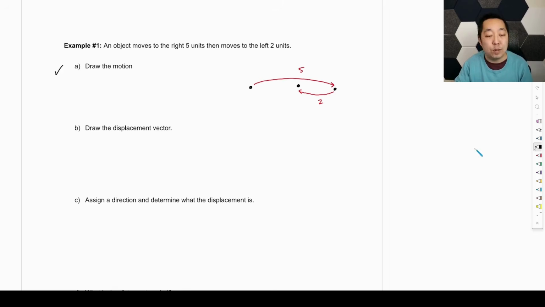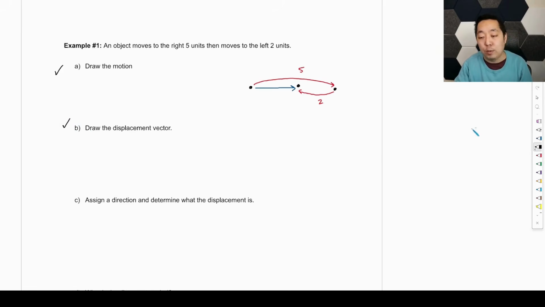Draw the displacement vector. That's an arrow from where it started to where it ended. So it is this part right here. And you'll always want to draw that from where it started to where it finished for the entire motion, okay? Or for the motion of interest, whatever this object is. So we draw the displacement vector.